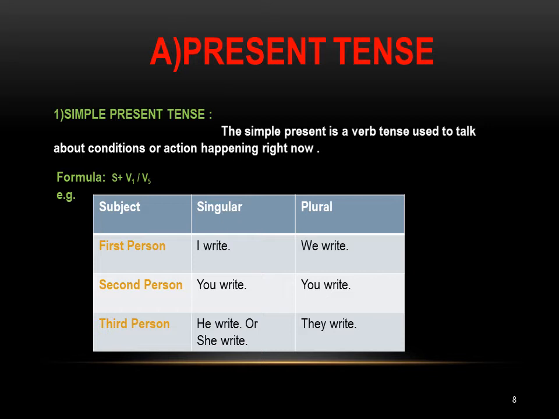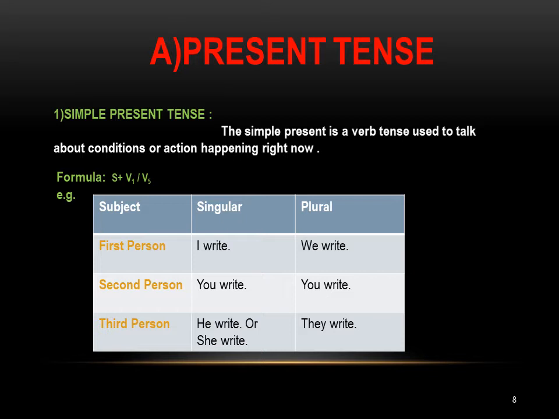Here I mention first person, second person, third person. And I also mentioned a column related to singular and plural. Okay, first person, second column, I write. Here I is a pronoun, but here I means subject. I is a pronoun and also I is a subject. So as per our formula, subject then V1 slash V5. So here I is subject, and write means V1, present form of verb.